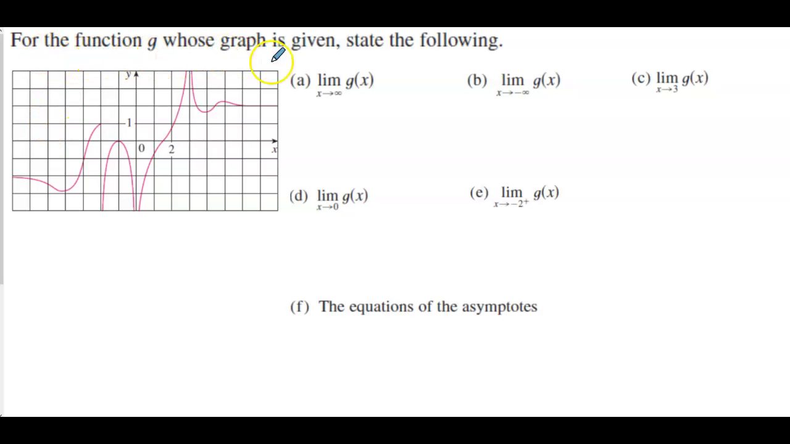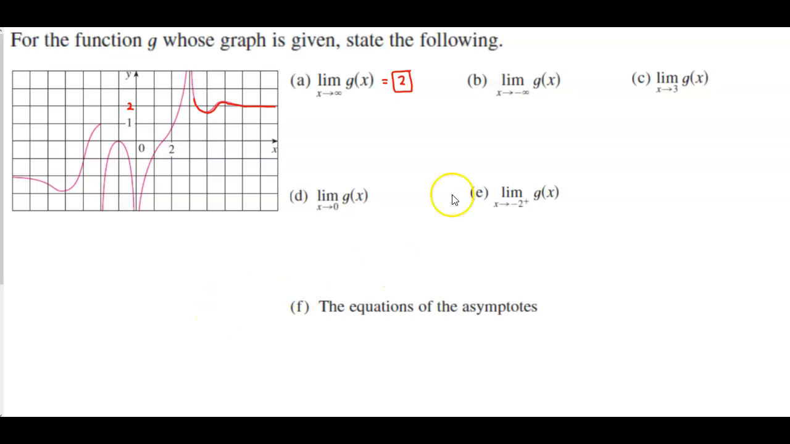Okay, for the function g whose graph is given, we want to state the following. For part A, it says to find the limit as x is approaching positive infinity of the function. So we want to figure out where x is going towards positive infinity. If we look at this graph here, it starts to oscillate and then it levels off at this value here, which is located at 2. So therefore, the first one is approaching 2.